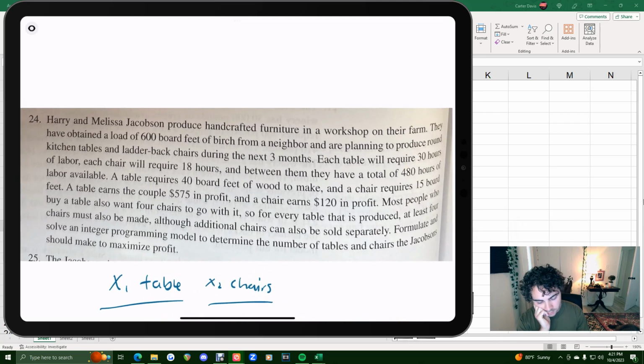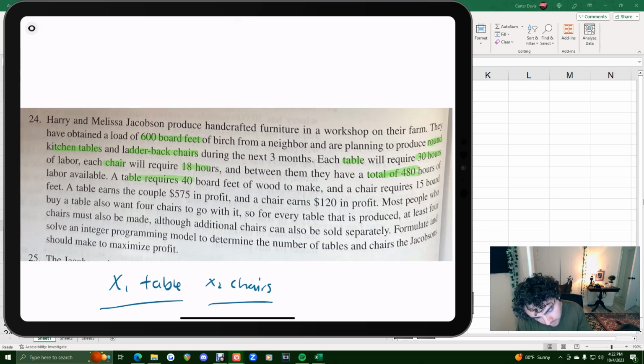Okie dokie. So, checking out Chapter 5, BIT 2406, Chapter 5, homework problem number 24. They say that Harry and Melissa Jacobson produce handcrafted furniture in a wood shop on their farm. They have obtained a load of 600 board feet of birch from a neighbor and are planning to produce round kitchen tables and ladder back chairs during the next 3 months. Each table will require 30 hours of labor, and each chair will require 18 hours. Between them, they have a total of 480 hours of labor.